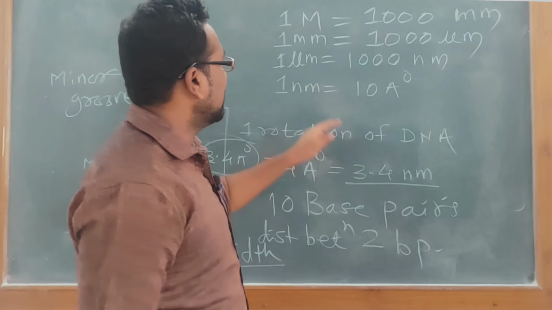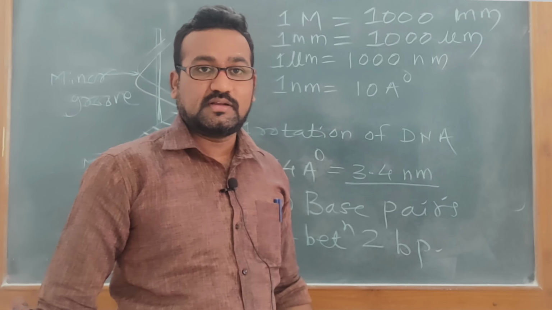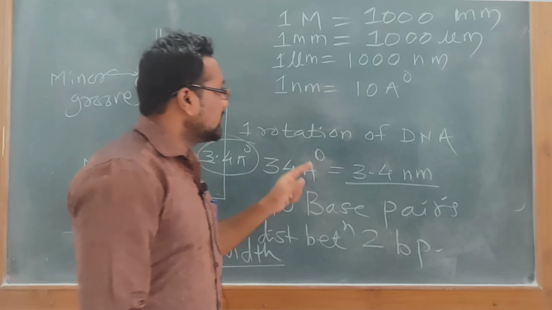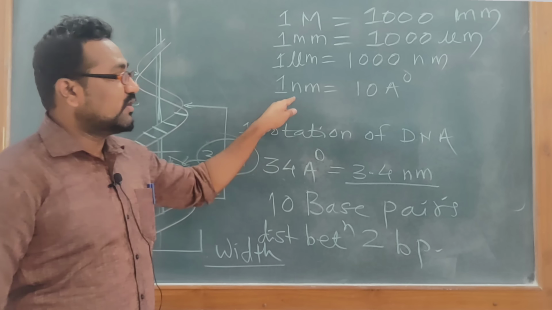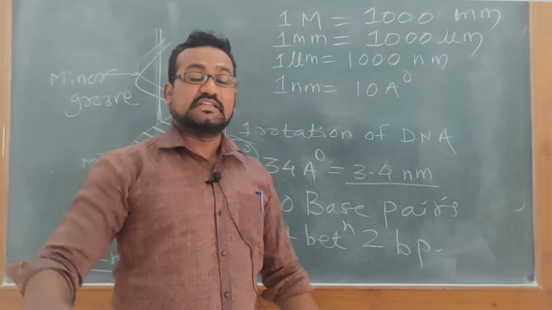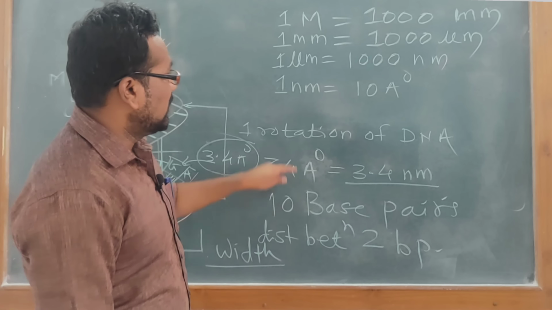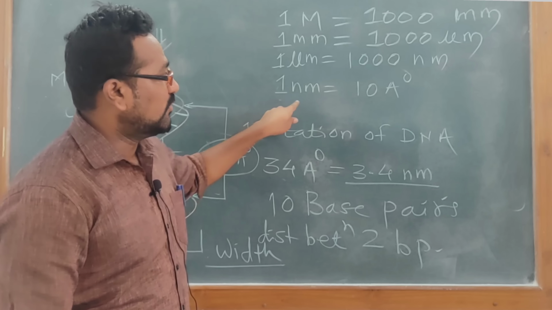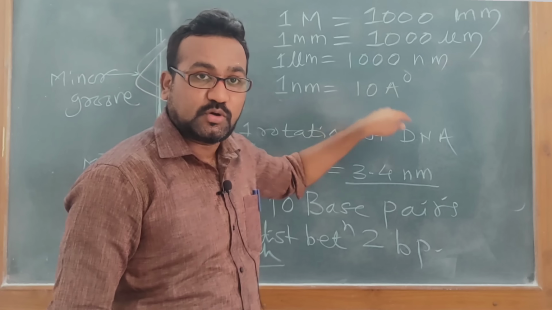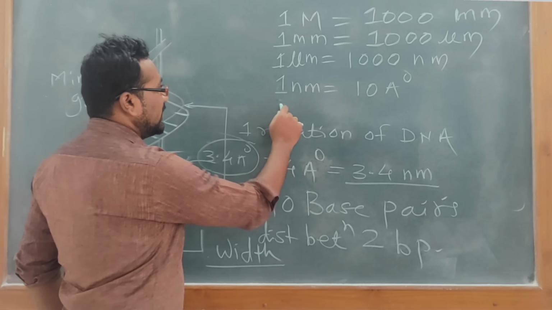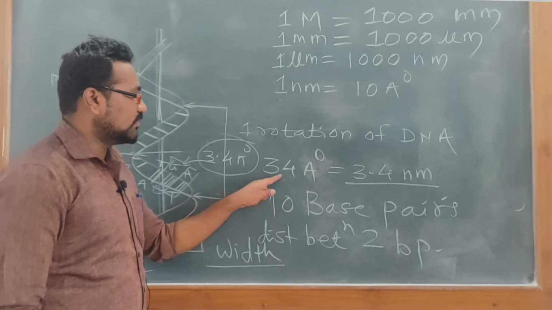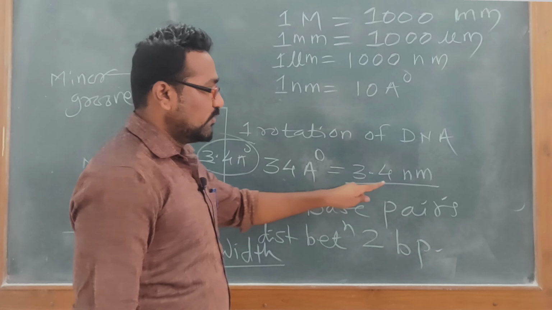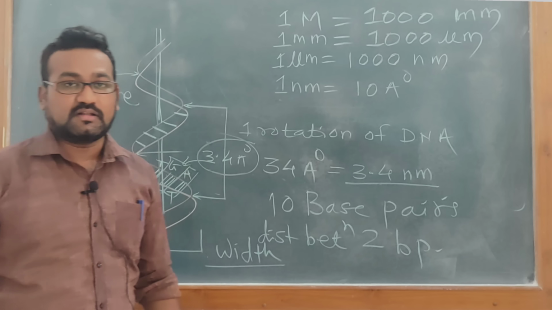In that 1 millimeter you can have 1000 micrometer. If you take 1 micrometer aside, in that you will have 1000 nanometer. You cannot make 1000 part of nanometer. It is picometer in physics part. But in biology you have the smallest unit, that is angstrom. 1 nanometer can be divided into 10 angstrom. That's why I am talking here 34 angstrom is the distance, which is nothing but 3.4 nanometer.